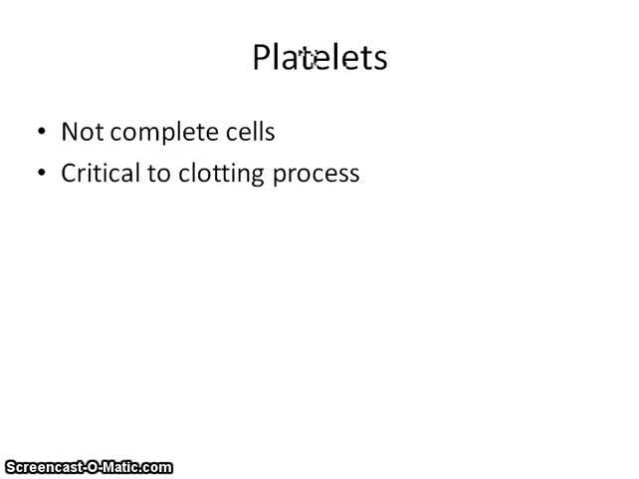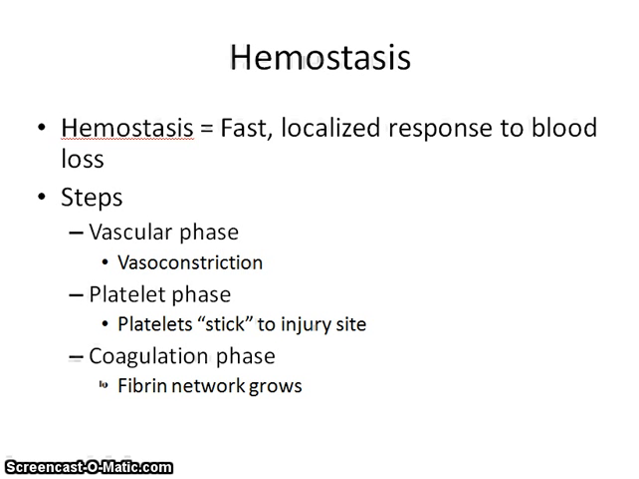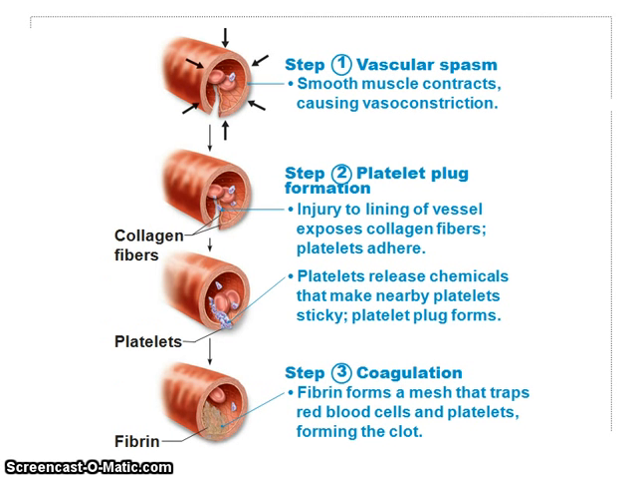All right, the last part of blood is a platelet. It's not a complete cell, but it is very important in this next process called hemostasis. And hemostasis is really just kind of how your blood clots up when you get a hole in the system. So you have three steps: a vascular phase, a platelet phase, and a coagulation phase. Let's look at a picture. This might make it easier.